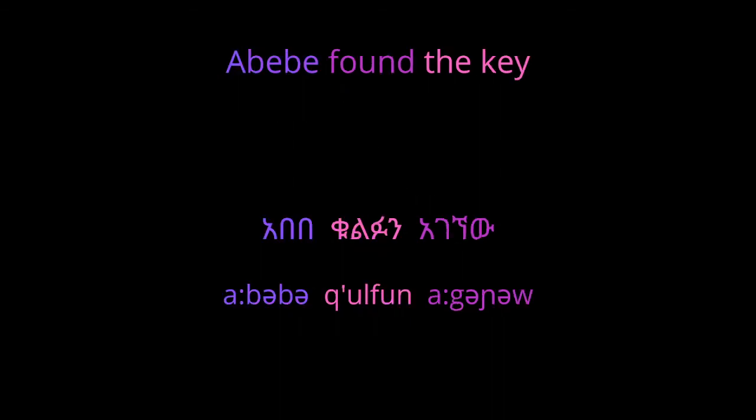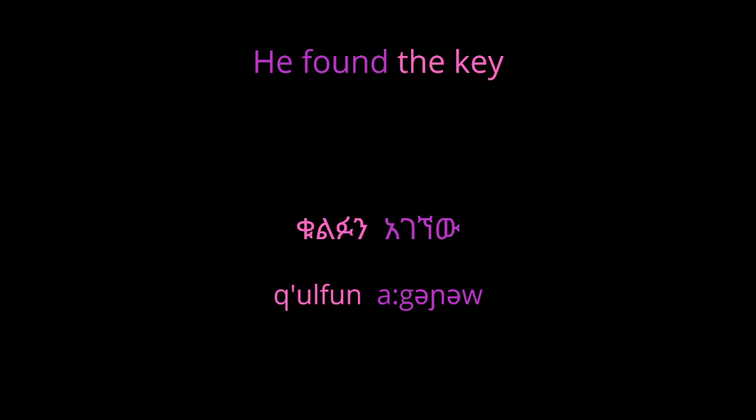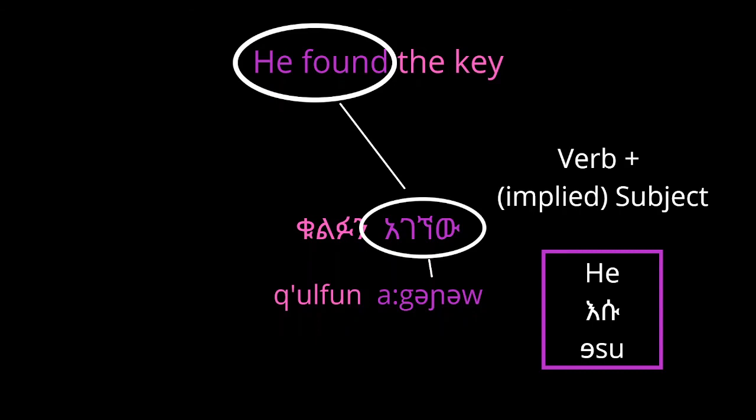አበበ found the key. አበበ ቁልፉን አገኘው. What if we take out the subject አበበ? If the context is clear and all the people who are talking know that አበበ is the subject, then they can just say ቁልፉን አገኘው. He found the key. ቁልፉን አገኘው. The subject he, እሱ, is implied in the verb አገኘው.